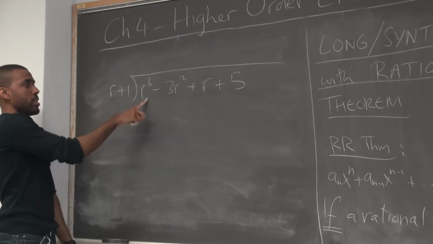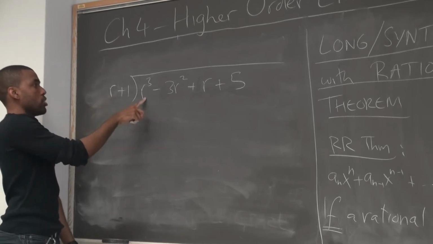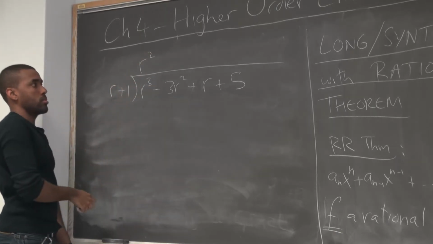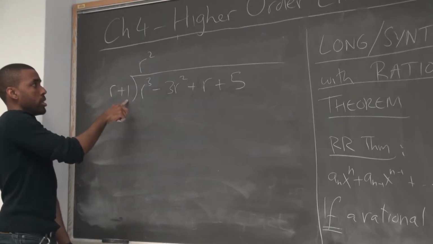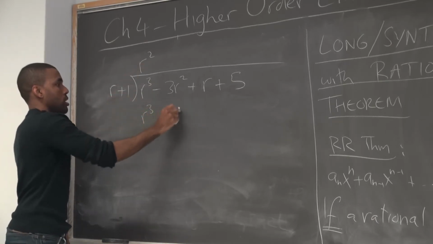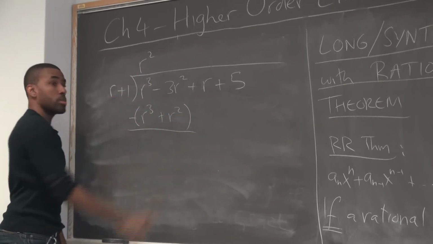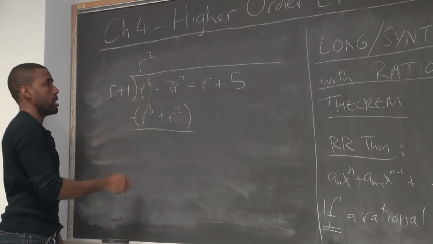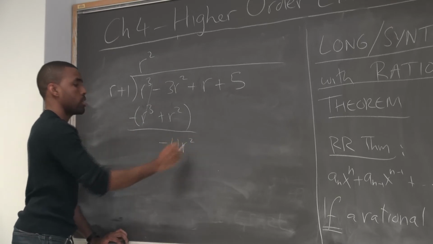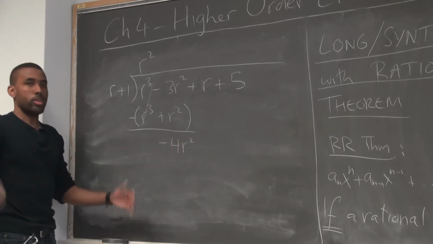And here's how we do the long division. You take the first guy here, divide into the first guy here. r into r cubed goes r squared. Then take this, multiply everyone here: r squared times this, r cubed; r squared times this, r squared. Subtract this from the line above. That dies. Minus 3r squared minus r squared gives me minus 4r squared. And then I do it again.